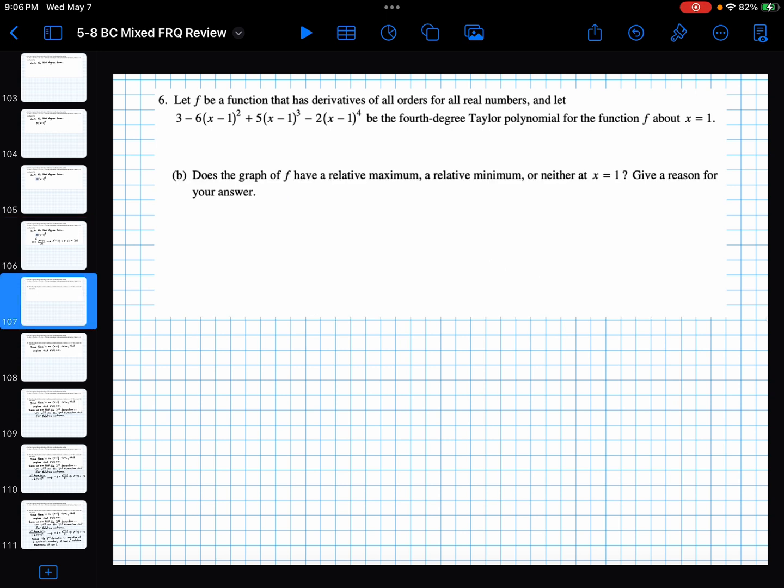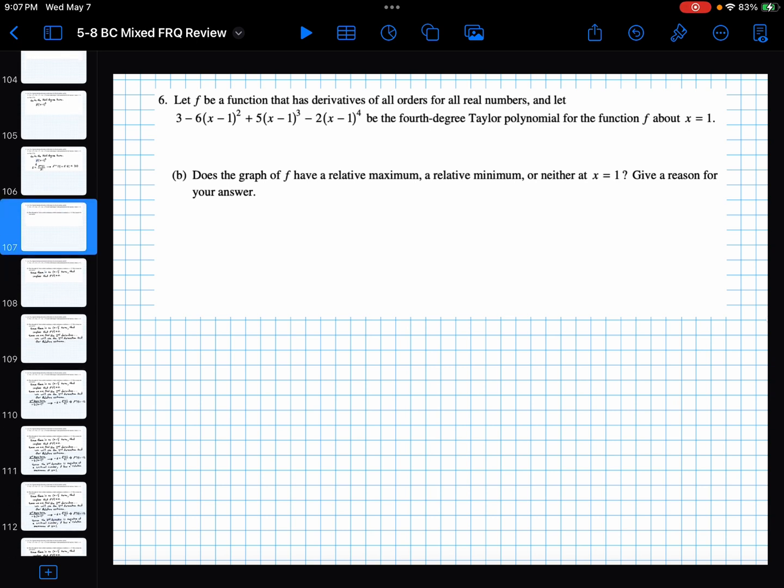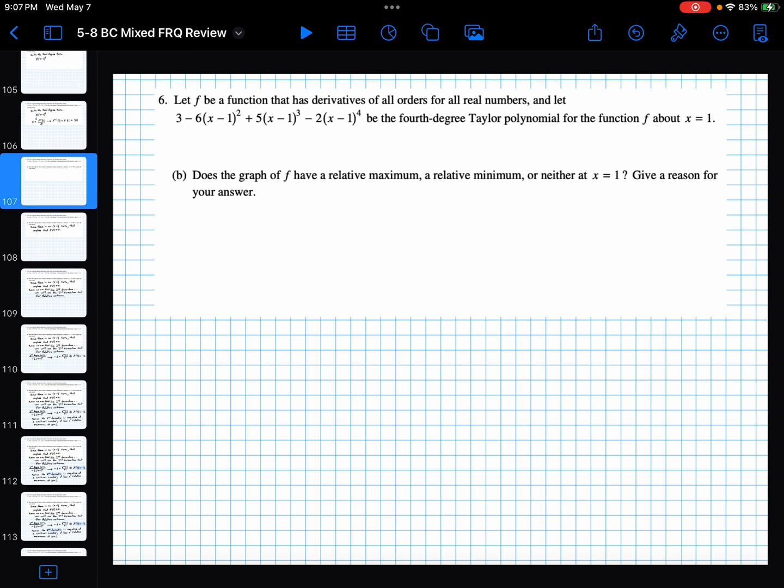Does the graph of f have a relative minimum, relative maximum, or neither at x equals 1? Well, I don't really have the function rule for f, and I don't really know what its specific derivatives are other than I know what the derivatives are at x equals 1. So instead of doing a first derivative and finding critical numbers and doing a sign chart and seeing if the first derivative changes sign, since I don't have a derivative rule for the first derivative, I'm going to use the second derivative test because all of these coefficients of my terms in my Taylor polynomial come from the derivatives.